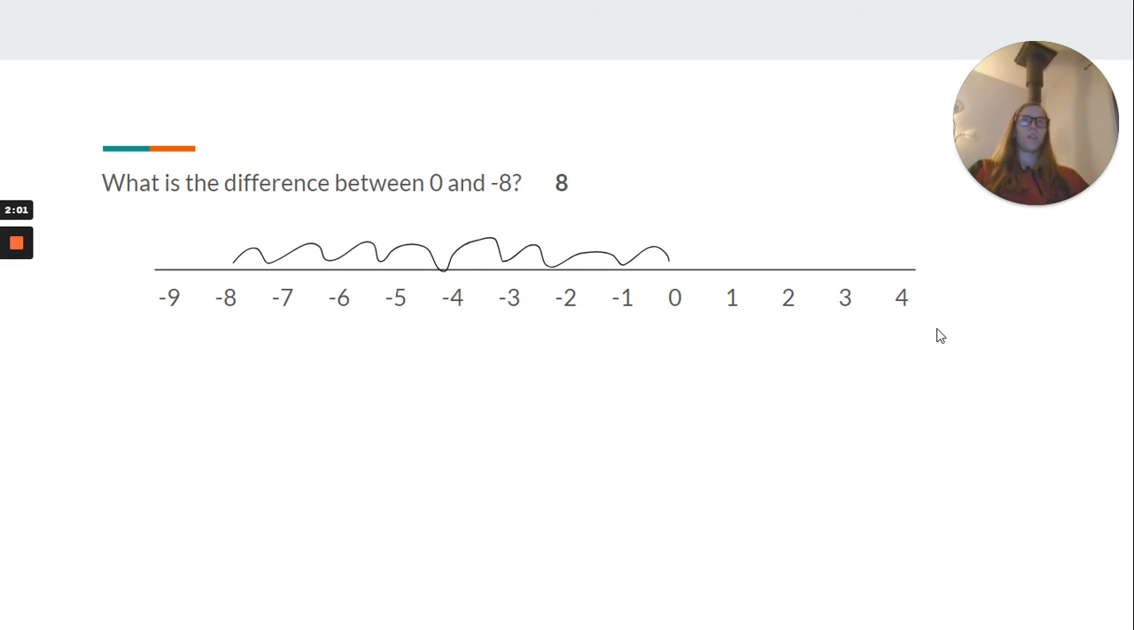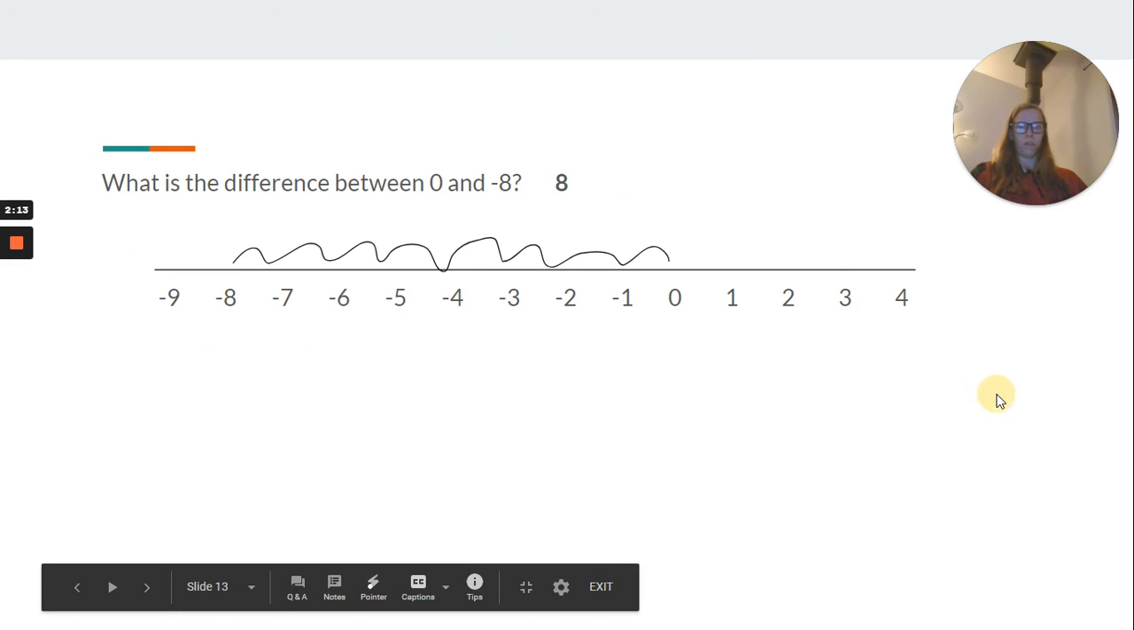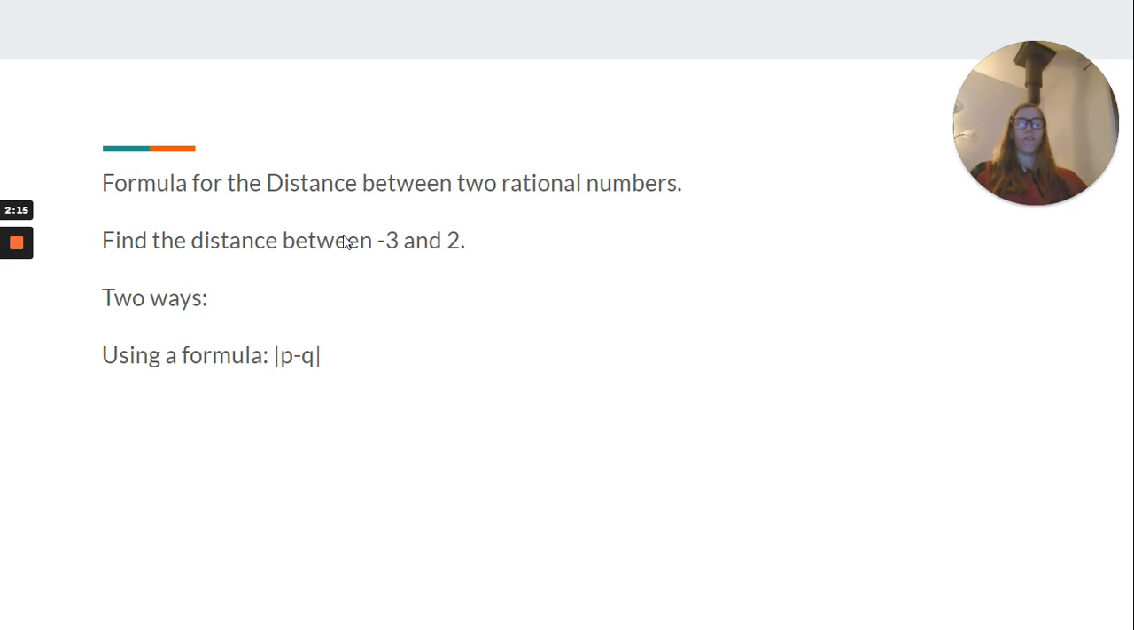And that's where when we talked about absolute value, that's kind of where that comes in. So absolute value of a number is always going to be positive. So when we talk about the difference between two numbers, it's going to be absolute value of the number. So there's a formula for this also. So we can find the distance between -3 and 2 in two ways.